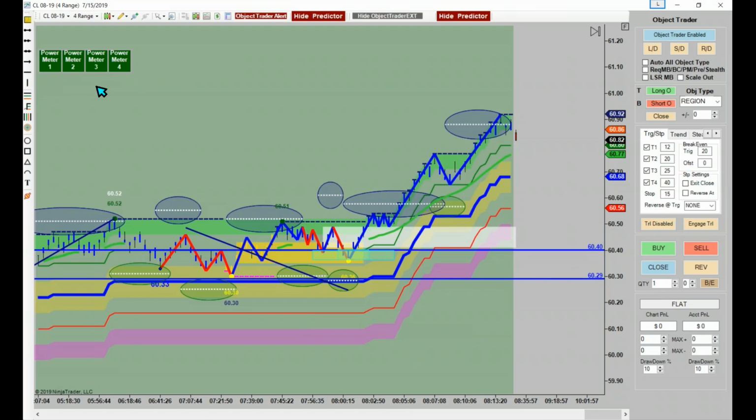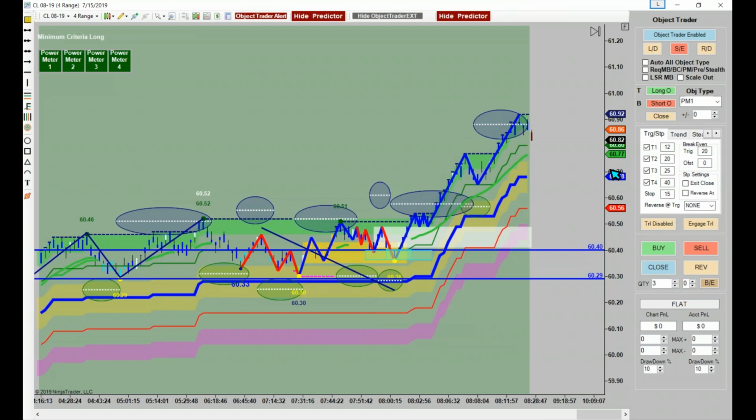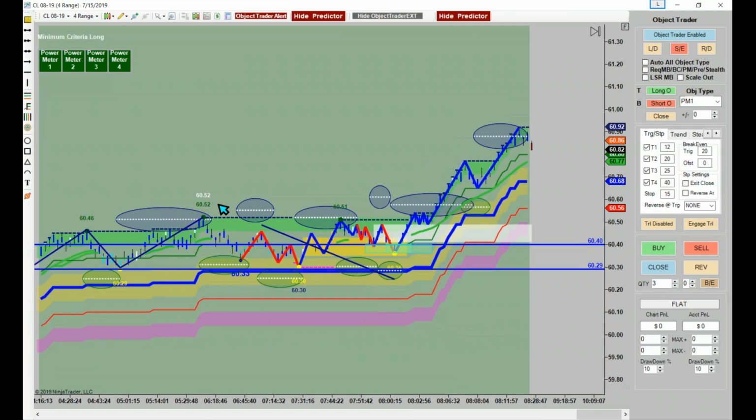Now see right here where these 4 power meters are still green, you've got a tool on here called lightning, and if they start breaking like a lightning swing, you can actually go ahead and even short a chart.